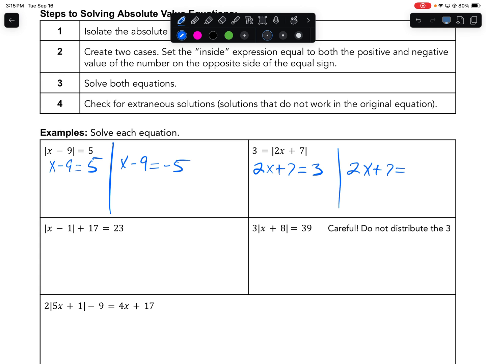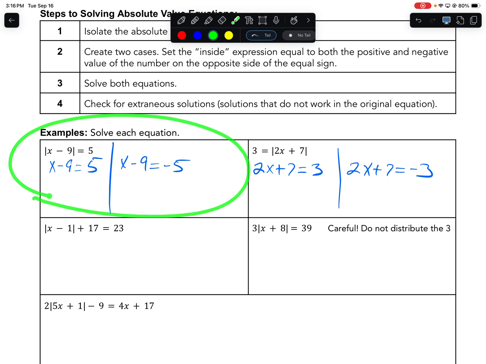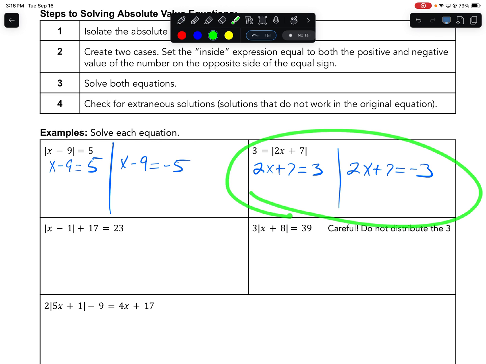2x plus 7 equals negative 3. So why are we doing plus and minus 3? We're doing it because that's the distance from 0. We want to find the two x values that are 3 away from 0. So when I look at this problem on the left here, I'm going to add 9 to both sides of both equations. So you can do that. And on the equations on the right side, I'm going to subtract 7, both sides of both equations.